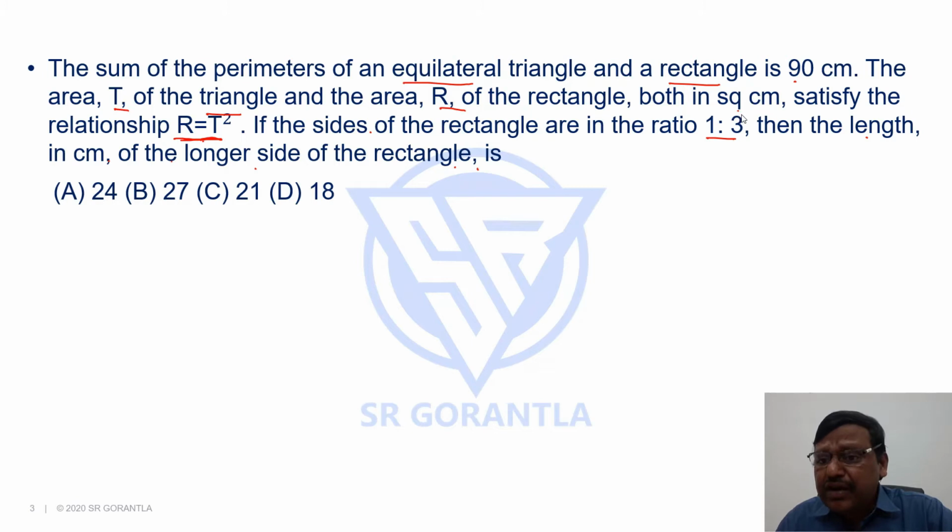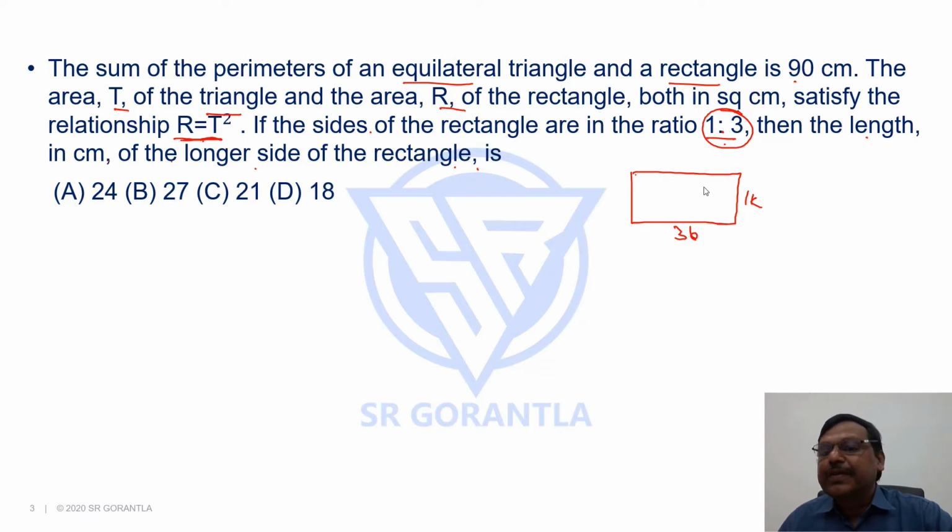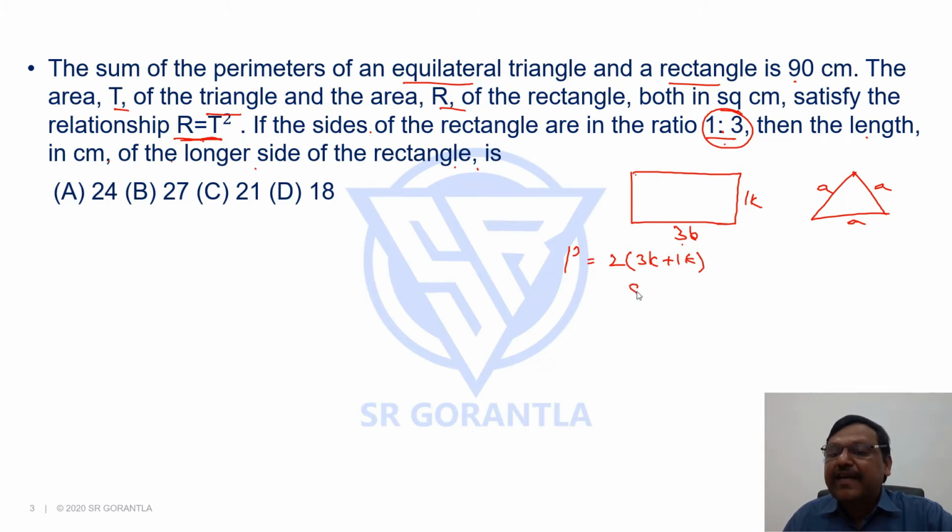Fine. Here the sides of the rectangle are in the ratio 1:3, which means let the shorter side be 1k, so the longer side is 3k. And if we take the equilateral triangle, let us assume the side of the triangle is a. Now the perimeter of the rectangle is 2 into (L plus B), that is longer side plus shorter side, 3k plus 1k, that is 8k.